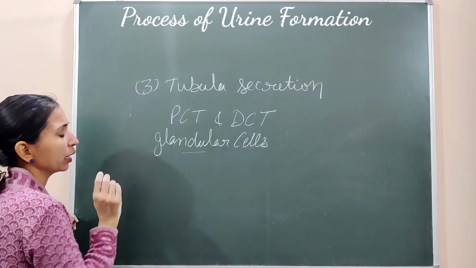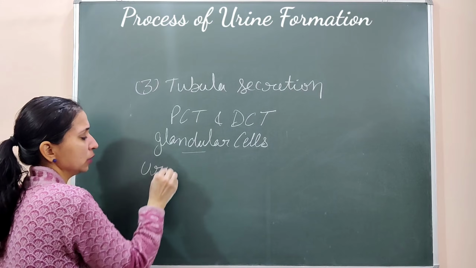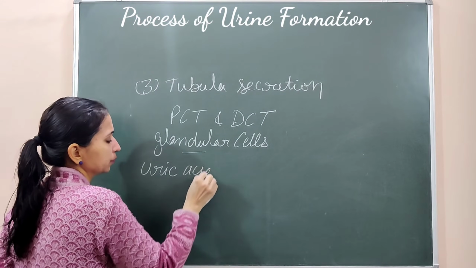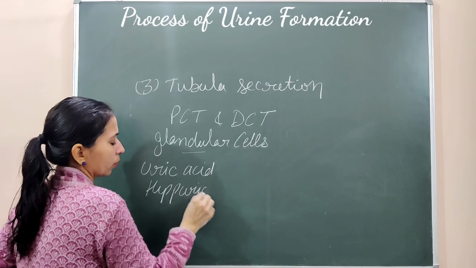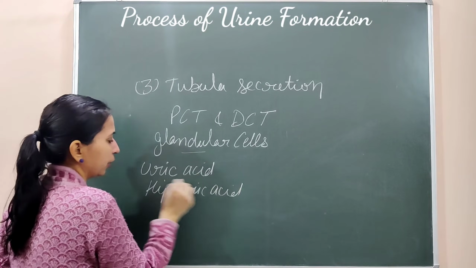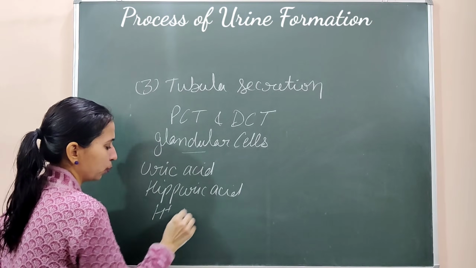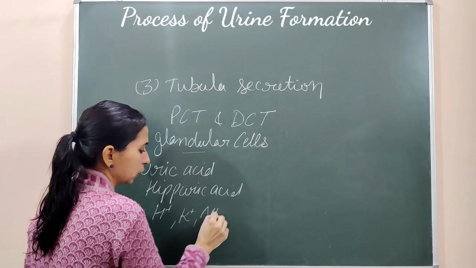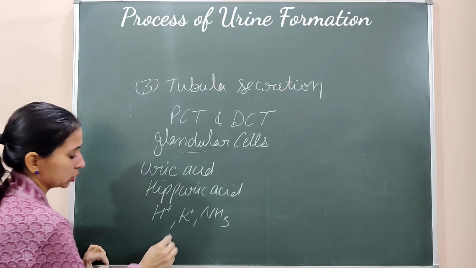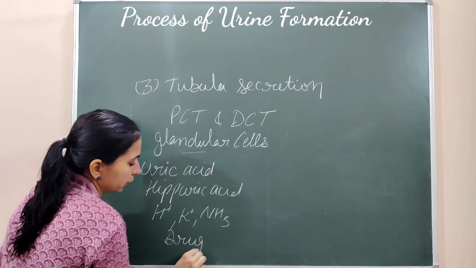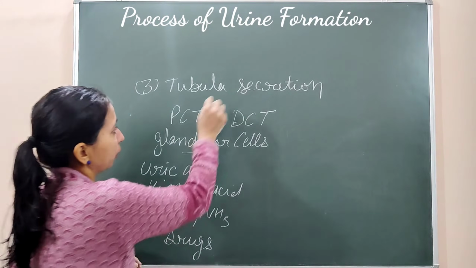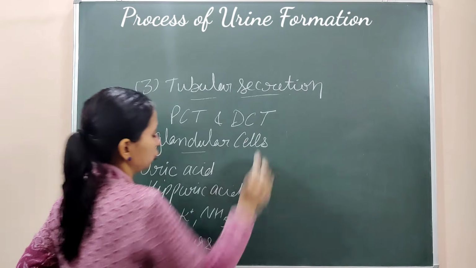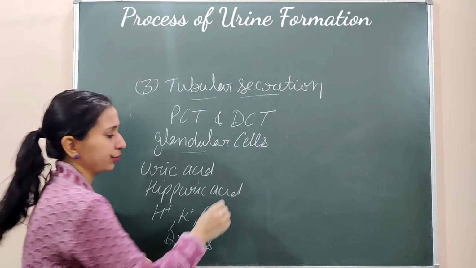Here we include the different kinds of waste like uric acid, then hippuric acid, hydrogen ions, potassium ions, ammonia, and some drugs. If drugs are also present, they will be excreted out. They will be secreted through the tubular part. So we are calling it tubular secretion. So these are the wastes which are secreted into the filtrate.